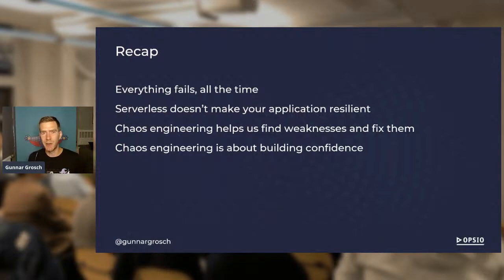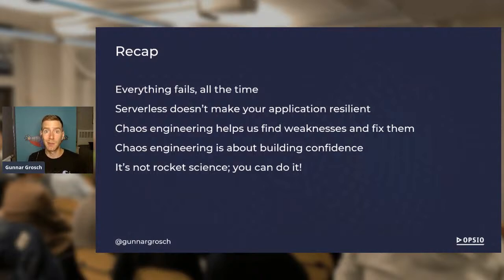And chaos engineering is a lot about building confidence, so that we know how the system behaves in the face of failure. If we're able to build an experiment and try and test the system in reality, well, then we probably know a lot more about how it behaves in the face of failure.